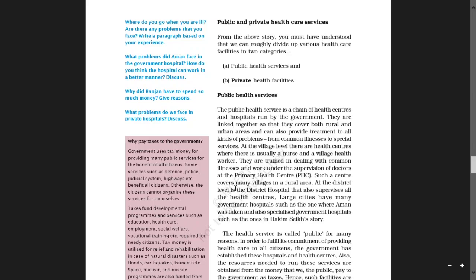At the district level is the district hospital that also supervises all the health centers. They look after all the health centers. Large cities have many government hospitals, such as the one where Aman was taken, and also specialized government hospitals, such as the ones in Hakim Sheikh's story.